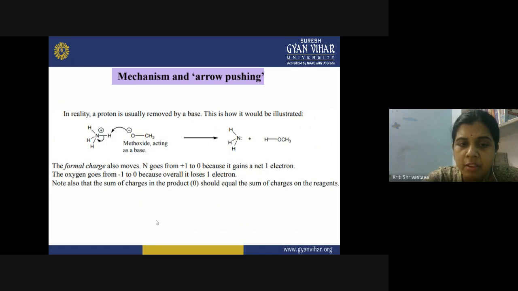So here the formal charge also moves, and the nitrogen goes from +1 to 0 because it gains a net 1 electron. Oxygen goes from -1 to 0 because overall it loses 1 electron. And you should note that the sum of the charges in the product should equal the sum of the charges on the reactant. So that should not change whenever you are drawing a certain mechanism. The overall charge should not change.